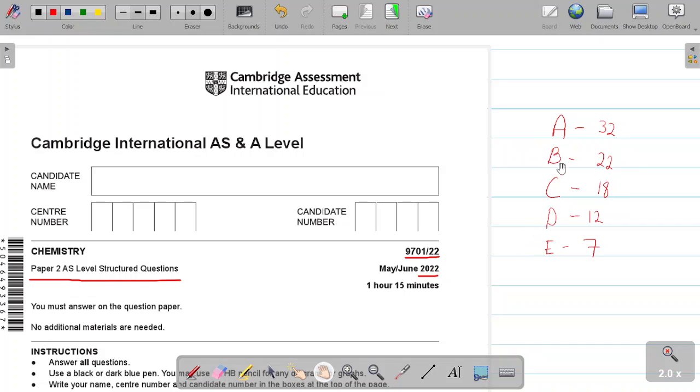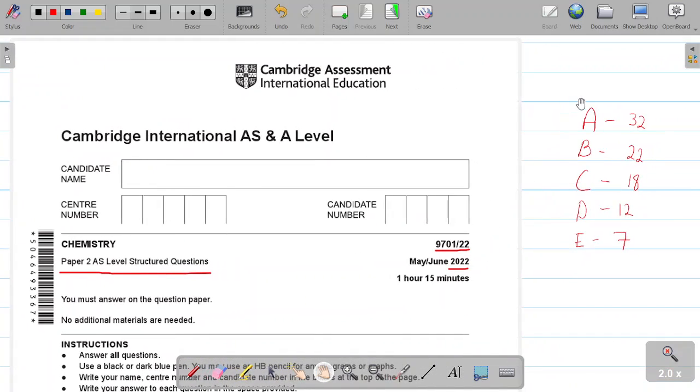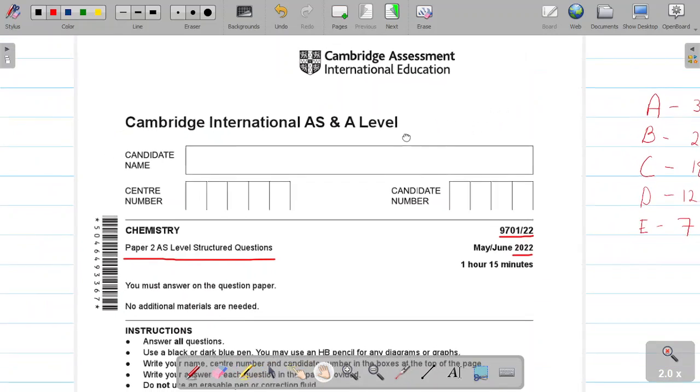For this series, the grade thresholds were set as follows. The exam itself is out of 60 marks. So A was around 32, a B 22, C 18, D 12, E 7. So they were pretty low thresholds this year. If you were aiming for an A-star, I would say it would be around 45 and above, maybe even 40.